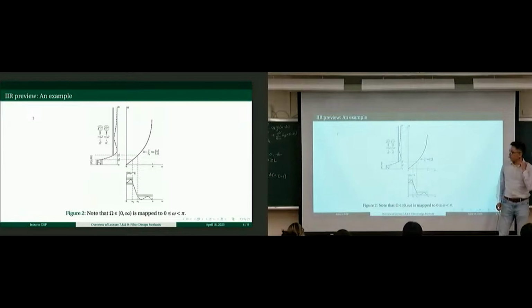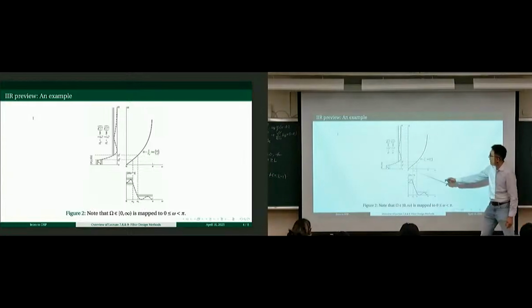It leads to this mapping between the two omega variables, the big one and the small one. Big omega, small omega. There is a mapping. And this is nice because this can give us a direct conversion from an analog prototype right here. I'll explain in a moment.